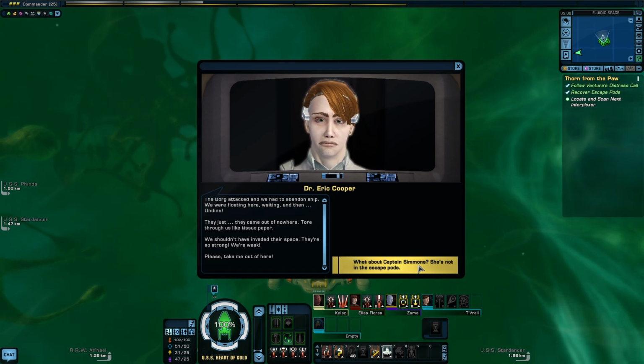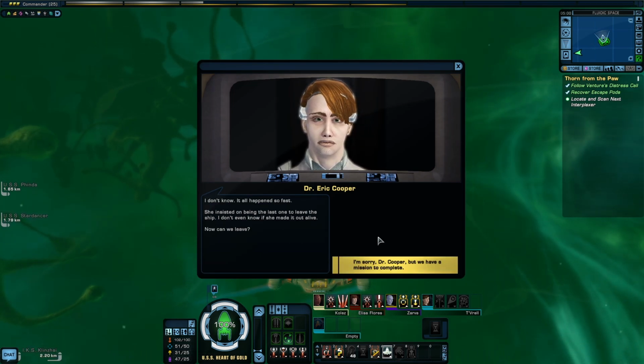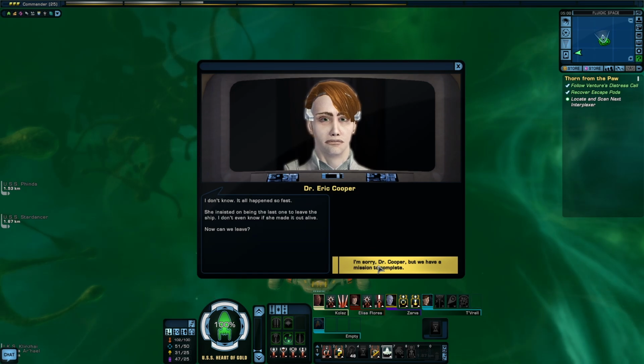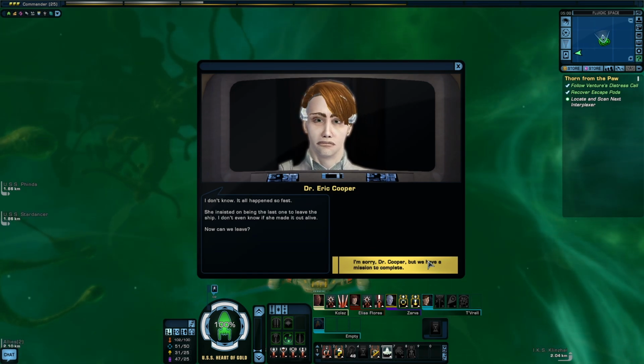What about Captain Simmons? She's not in the escape pods. What happened to her? I don't know. It all happened so fast. She insisted on being the last one to leave the ship. I don't even know if she made it out alive. Now, can we leave? I'm sorry, Dr. Cooper, but we have a mission to complete. Your personal feelings will have to wait.